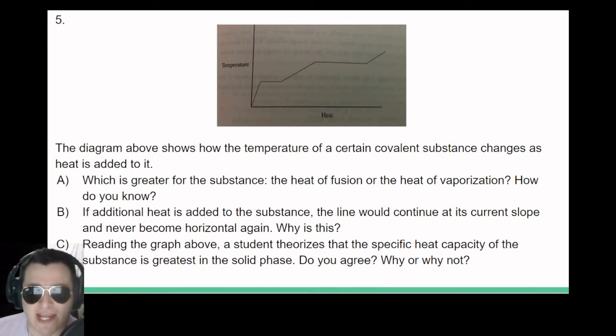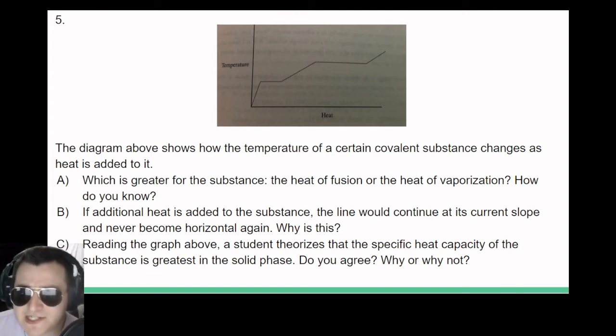Reading the graph above, a student theorizes that the specific heat capacity of the substance is greatest in the solid phase. Do you agree? Why or why not? What is the definition of specific heat? Specific heat is how much energy is required to increase 1 gram of substance by 1 degree Celsius. Therefore, a lower specific heat value means that I don't have to put in as much energy to experience a temperature change, whereas a greater specific heat value means I have to put in more energy to accomplish the same change.